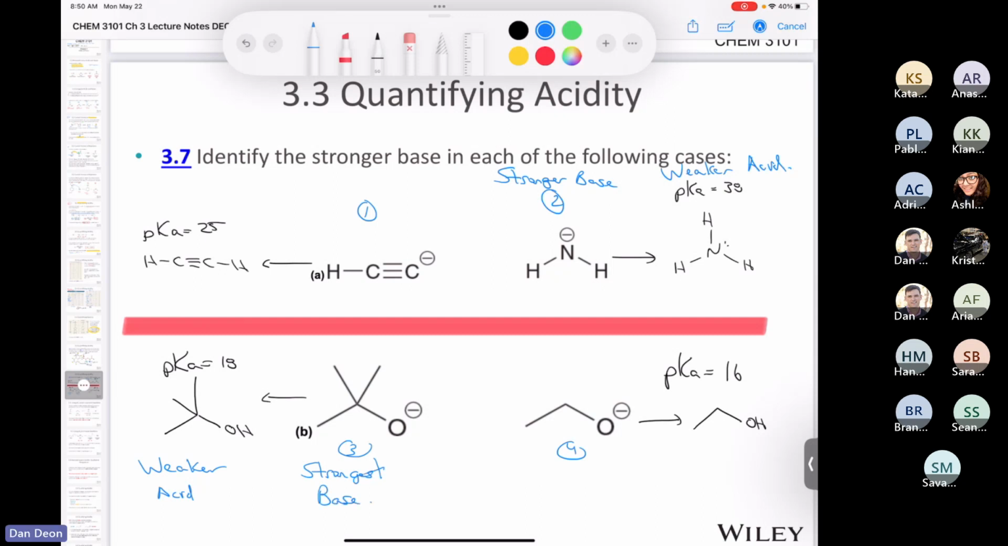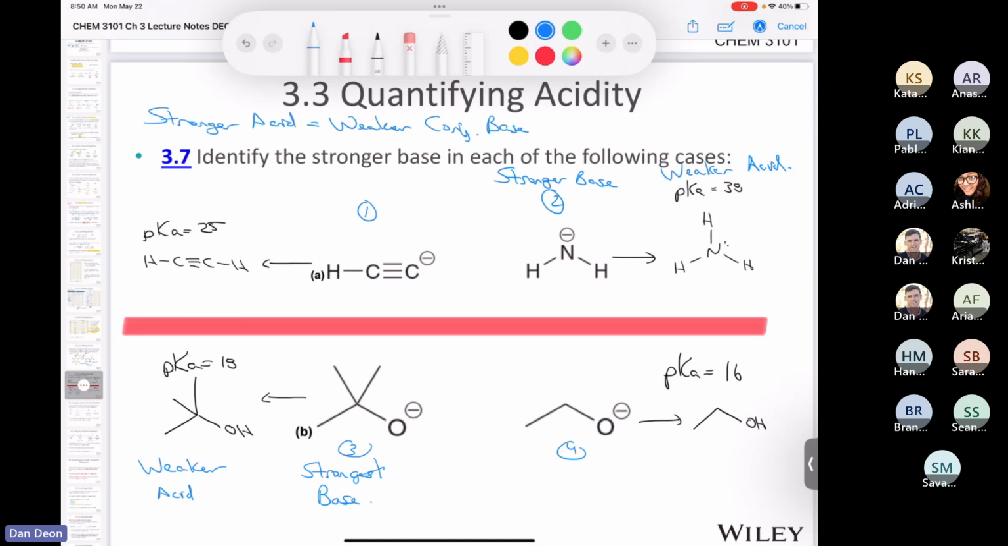There we go. And that's how we can identify which base is stronger or weaker by looking at the pKa of the conjugate acid, because you've got to remember that the stronger the acid, the weaker the conjugate base, and then the opposite is also true. The weaker the acid, the stronger the conjugate base. All right, fundamentals here.